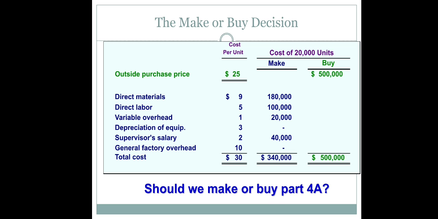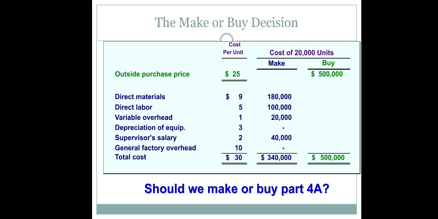We can see clearly that the cost of making the part 4A is cheaper compared to the cost of buying the part 4A from the external supplier. So the good decision is to continue making the part 4A. Like I said earlier, if you do not do the analysis, you will say that it is cheaper to purchase the part 4A from the external supplier, because the supplier offers the part 4A at only $25 per unit.